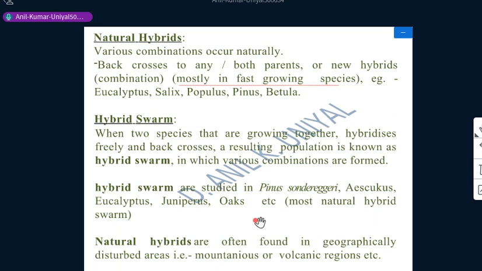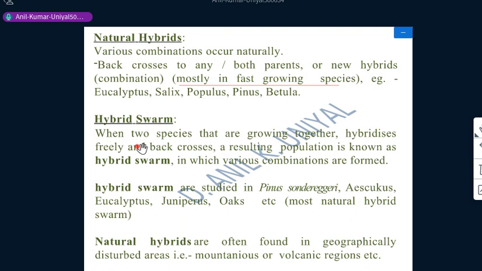Next, we have some general terminology regarding selection of trees, or for tree improvement purposes also. The natural hybrids: there are various combinations that occur in nature, or back crosses to any or both parents, or new hybrids or combinations, mostly in fast growing species like eucalyptus, salix, populus, pinus, oak also. Such types of natural hybrids are found where there are back crosses to any of the parents or both sometimes, or sometimes any new hybrid. Such types of hybrids are known as natural hybrids.